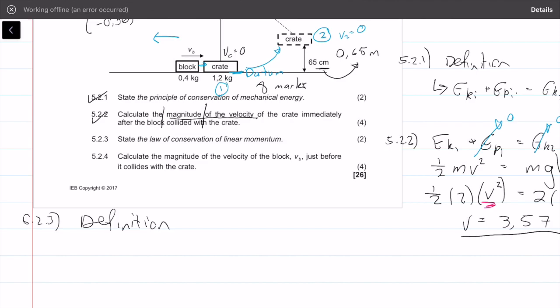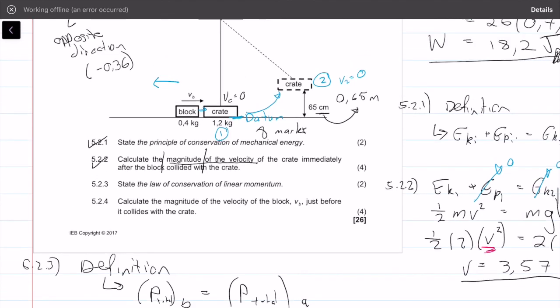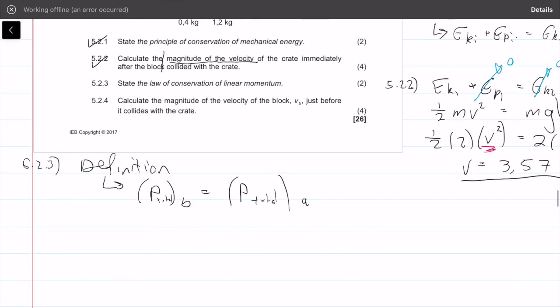Basically, from this we get that the total momentum before a collision is equal to the total momentum after a collision. The reason I am saying total is because we have to take into consideration the momentum of both the block and the crate in the collision. Let's clean that up again. Okay, so let's get into that question.